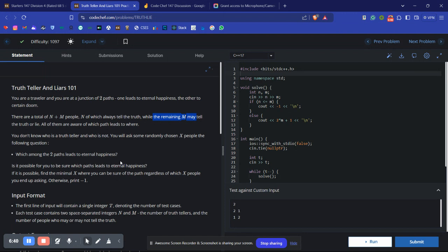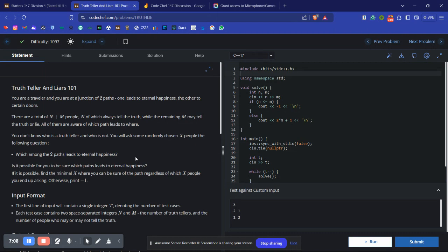What we have to do is find out the truth, and it should be 100% sure that we know the correct location the path leads to. And how do we know that? By picking the majority opinion.